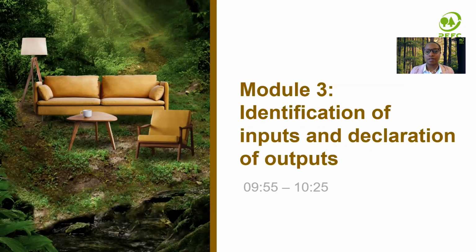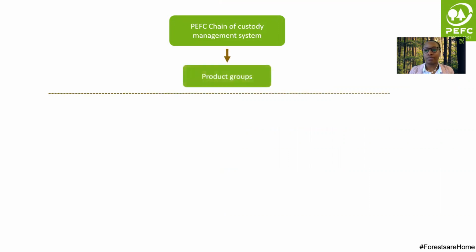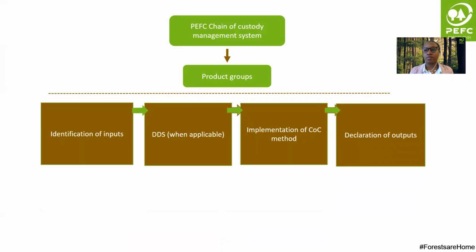Now let's look at the next module, which is the identification of inputs and declaration of outputs. We have looked at the PEFC chain of custody management system. And now I'm going to present to you what a product group is and why it is also important for a company to be able to define their product groups, because they entail basically what kind of PEFC chain of custody process the material has gone through.